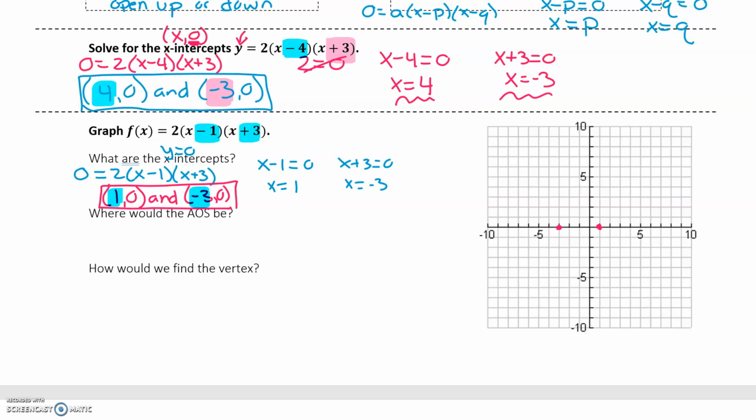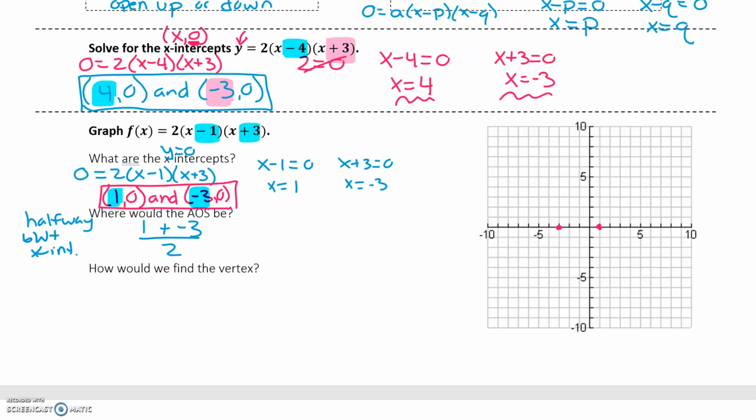Okay. So how could we find where the axis of symmetry will be? Well, the axis of symmetry, we said, is always exactly halfway. It's going to cut our parabola in half. So that means it needs to be exactly halfway between our two x-intercepts. So I can take my x-intercepts of 1 and negative 3, add them together, and divide it by 2. That's going to give me exactly where the halfway point is.